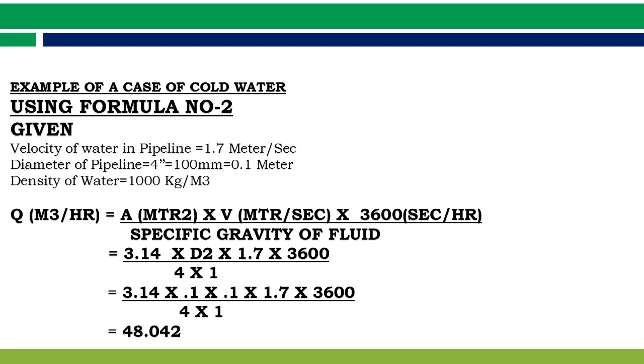3.14 multiplied by diameter of pipeline in meter 0.1, multiplied by 0.1, multiplied by 1.7 meter per second velocity, into 3600, divided by 4, divided by 1. It will come 48.042 cubic meter per hour.